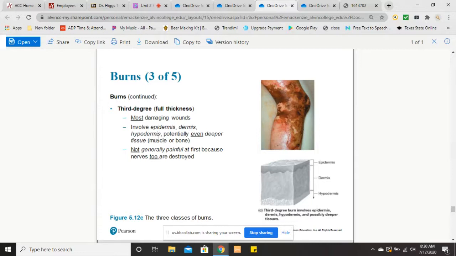So is this initially painful? Let me give you a hint. You burnt everything, including nerves and receptors. So it turns out this is initially painless because you damage your nerves and receptors. But your body's going to try to recoup and heal. Give them a couple hours. These will be the people burning or screaming in the burn unit. But initially, it's painless.